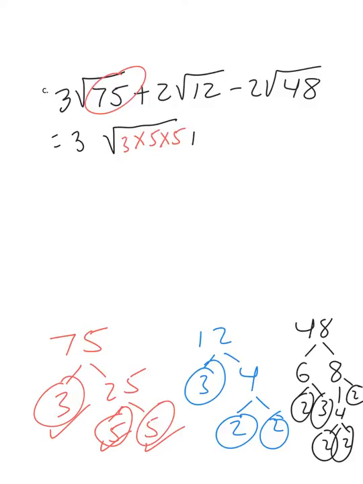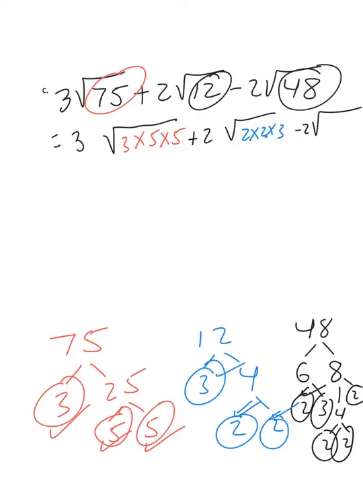Bring down the plus symbol and the 2, leave a little bit of room. I'm going to rewrite 12 as 2 times 2 times 3, looking at its factor tree. And here on the end, minus 2 times. I'm going to rewrite 48 as 1, 2, 3, 4 2s and a 3. Just out of room, so I'm going to write the times 3 there below it.